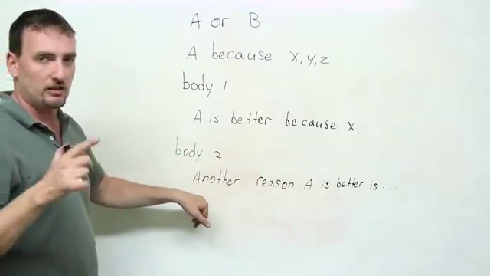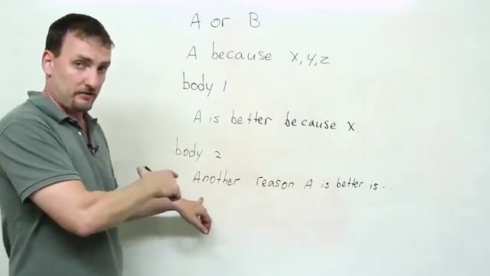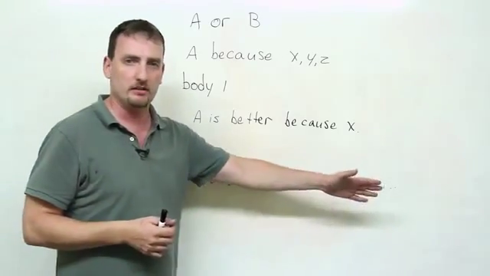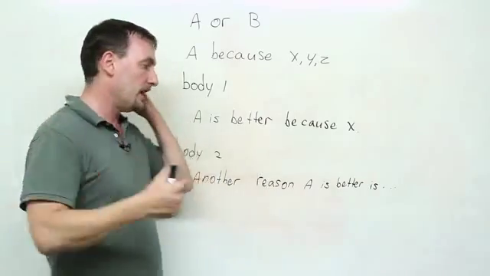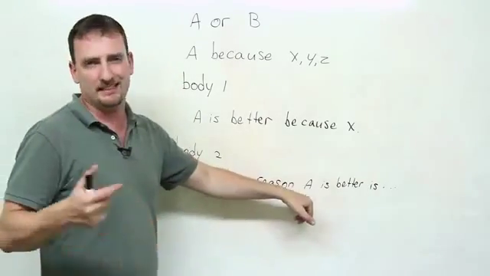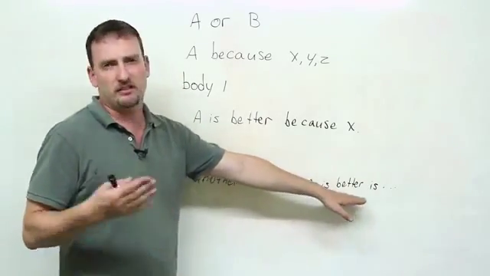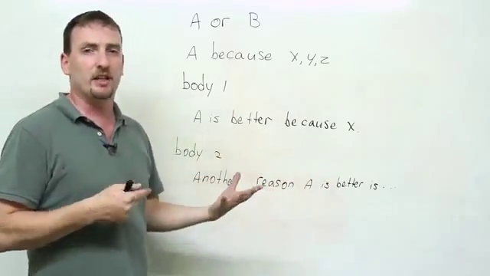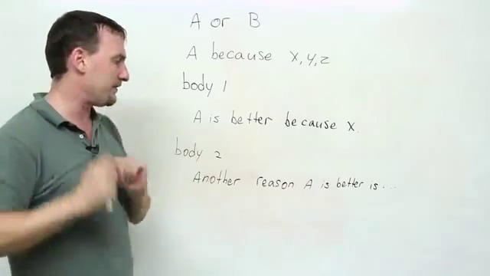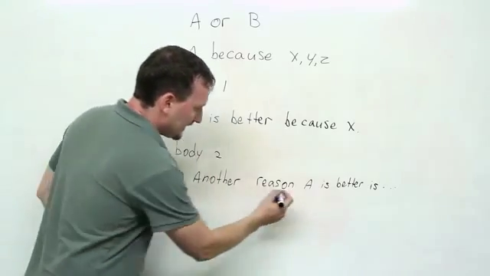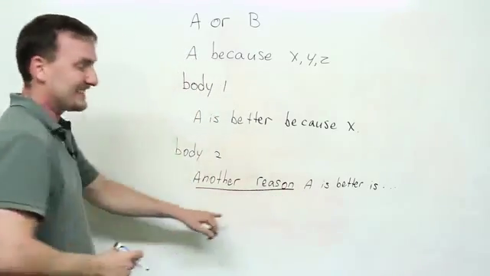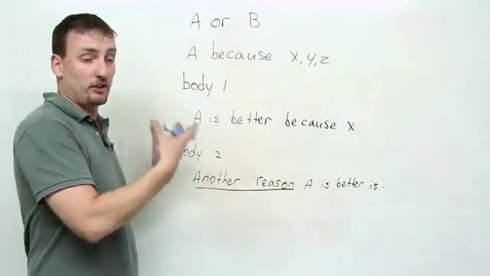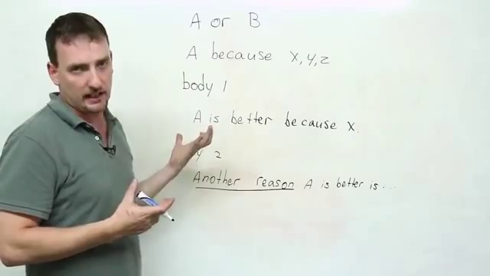Now, you can start your next body paragraph by saying, another reason A is better is, etc. Another reason the big city is better is because there is more cultural life, better nightlife, you can meet more people, whatever your reason. But this is an excellent transition point, an excellent transition term if you can't think of any other one.